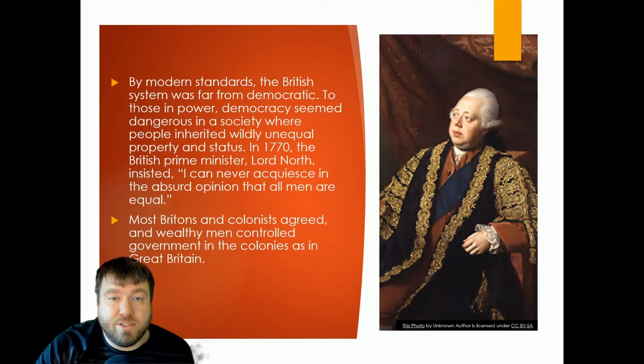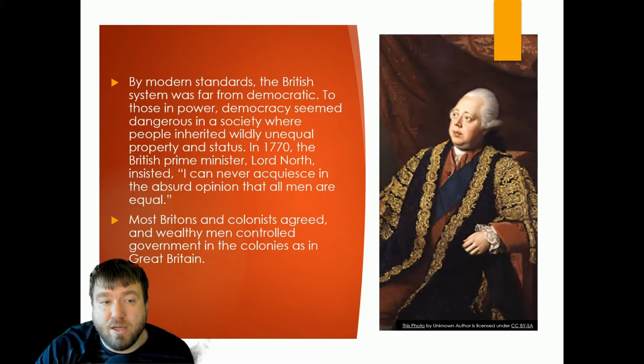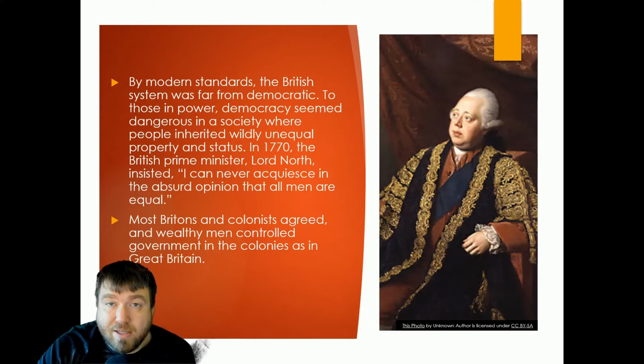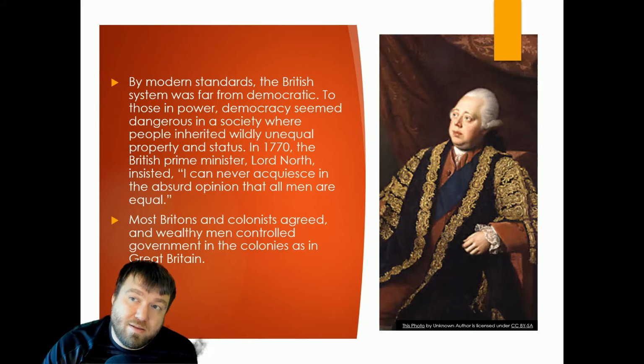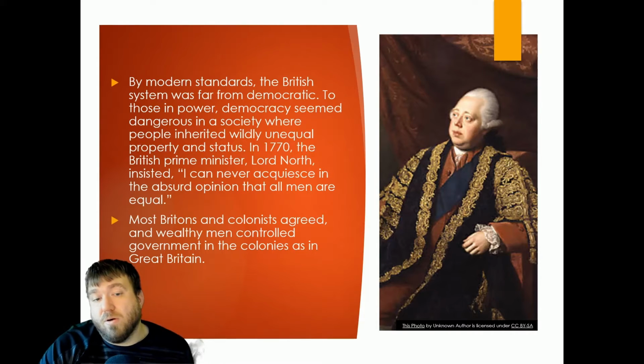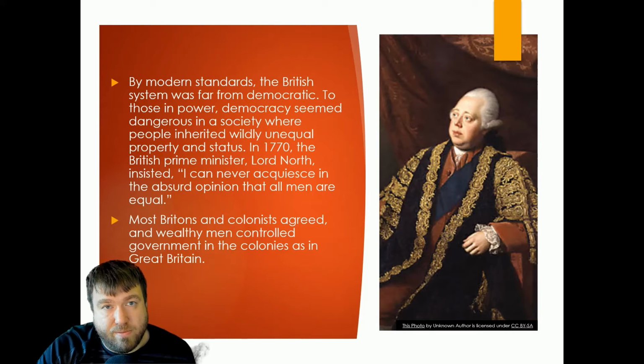By modern standards, the British system was far from democratic. To those in power, democracy seemed dangerous in a society where people inherited wildly unequal property and status. In 1770, the British Prime Minister Lord North insisted, "I can never acquiesce in the absurd opinion that all men are equal." So he's saying right there, he cannot even fathom the idea of thinking that all people are equal. So that kind of shows what kind of guy he is. Most Britons and colonists agreed, and wealthy men controlled government in the colonies as in Great Britain.